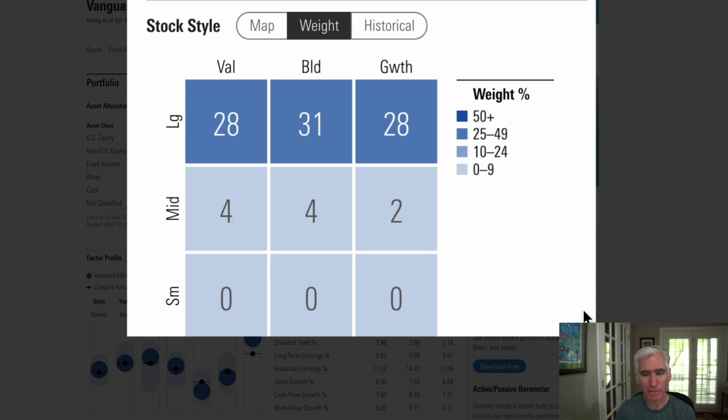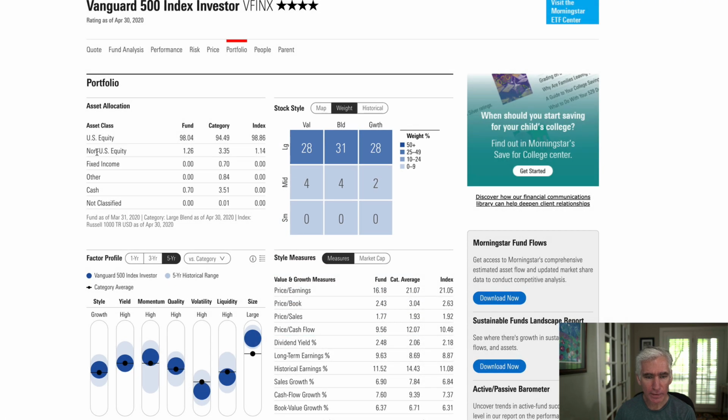And there is some fixed income in some funds. Here, for some reason, the fund has a very small amount of non-US equity. So they don't always add up to 100, but it gives you a rough idea of what percentage of the fund is in each different sector. So you can see the value to growth distribution, including some in the middle, pretty even.